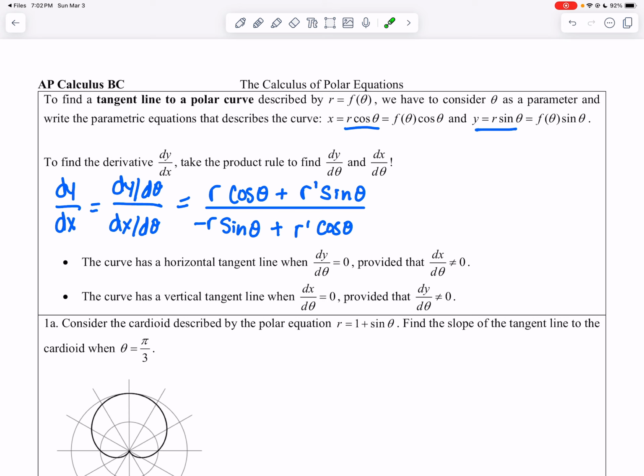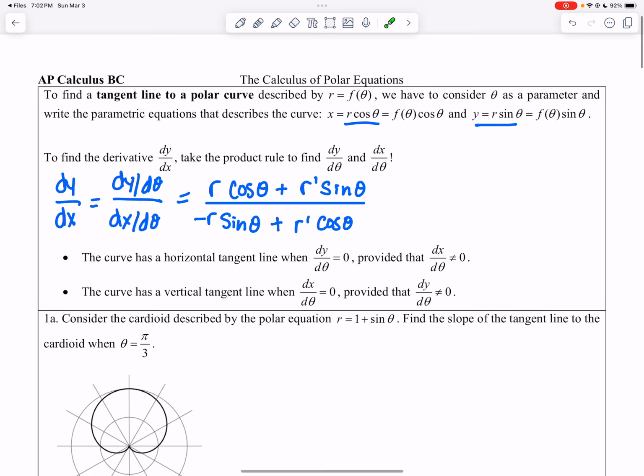Now, a couple of remarks. If we have a horizontal tangent line, then that's going to be when dy d theta is 0, which means that we're just going to set the numerator equal to 0, given that dx d theta is not 0. Likewise, we have a vertical tangent line when dx d theta is equal to 0, provided that your numerator is not 0.